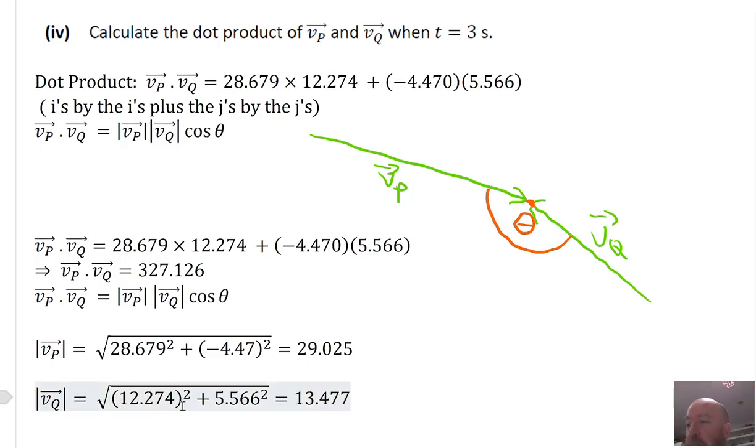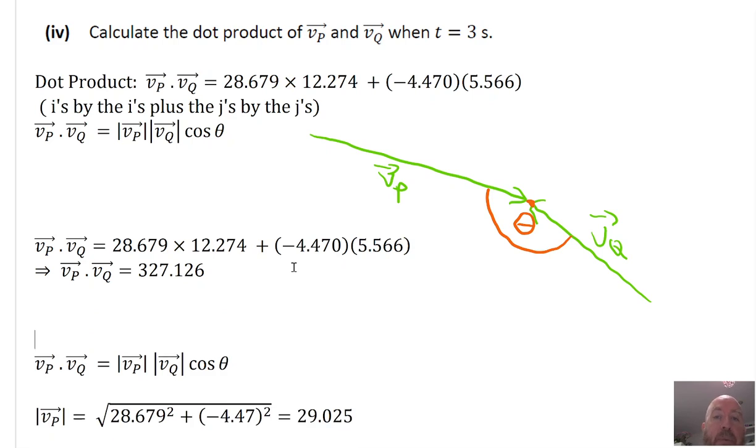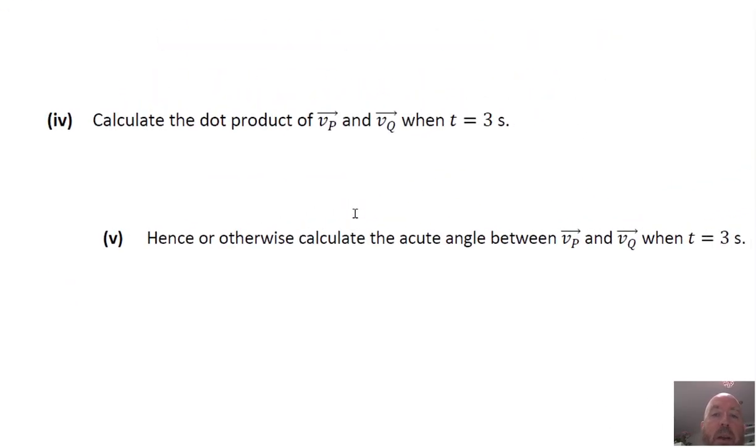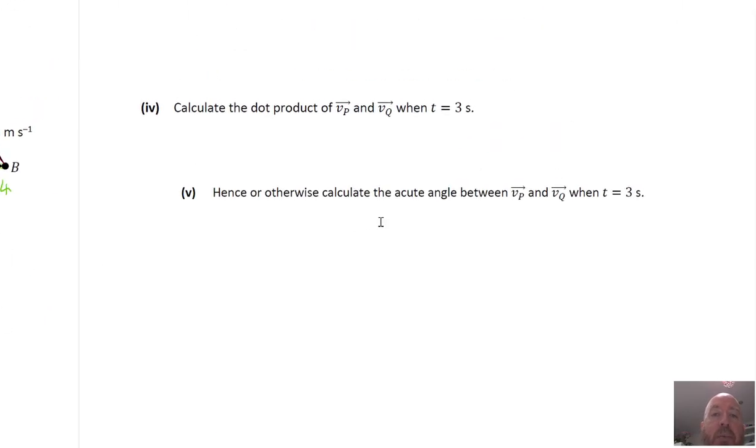Now, in terms of our dot product, for this new formula we have, actually I've just gone off and gone on and done part 5 without even explaining it. So right, I'm going to stop there for a second. So calculate the dot product, that's part 4 done. And now, why was I doing that? Well, I knew what part 5 was going to be. Calculate the acute angle. Now, it says acute angle, which worries me that I've got something wrong.